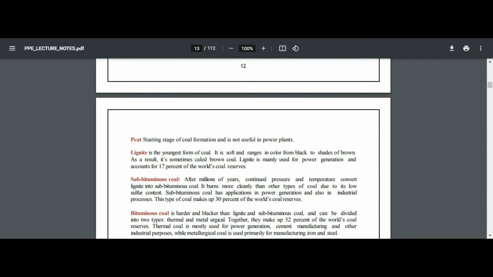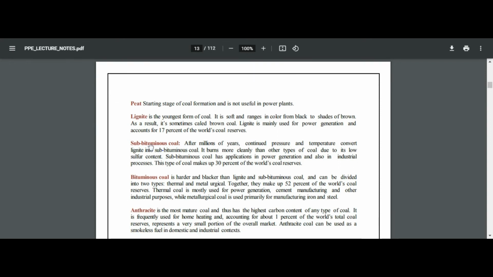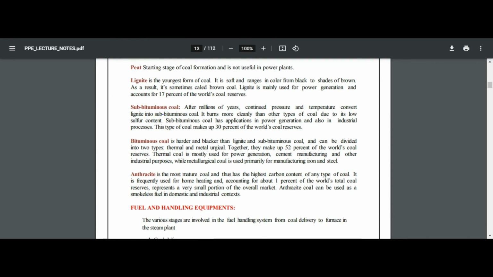Sub-bituminous coal. After millions of years, continued pressure and temperature convert lignite into sub-bituminous coal. The next stage, after sub-bituminous coal, becomes harder and blacker than lignite and sub-bituminous. That is known as bituminous coal. 52% of the world's coal resource contains bituminous coal.